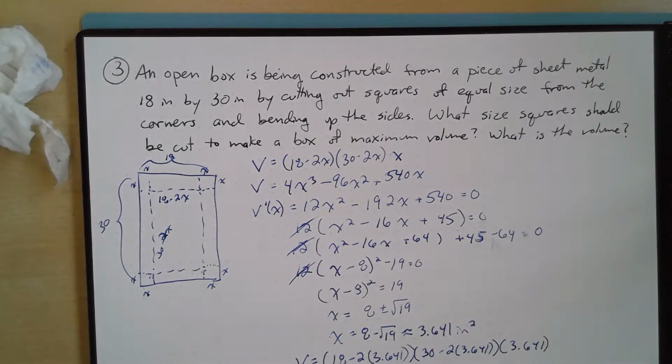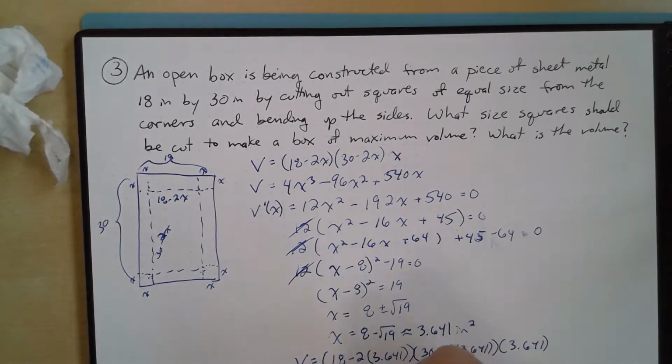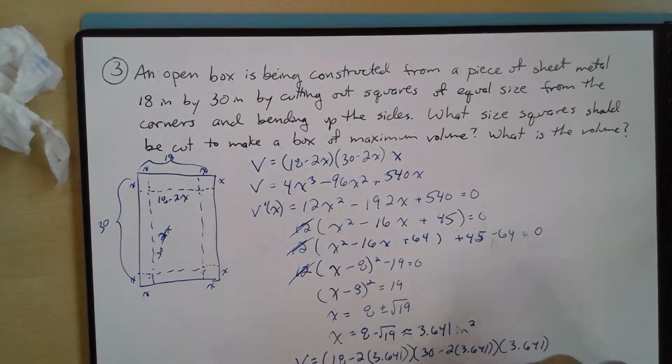2 times 3.641 times 30 minus... equals, I think I did it wrong, but anyway, I believe the answer should be 886.553 inches cubed. Okay, good.